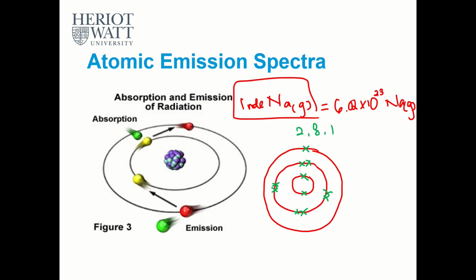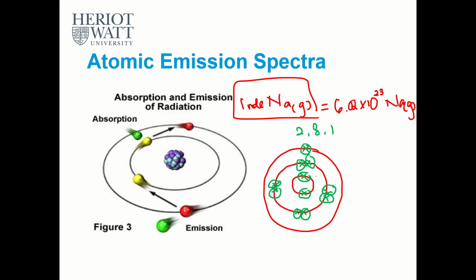Now what happens when all these gaseous atoms are exposed to electrical sparks? The electrical sparks provide a certain amount of energy, and what happens when this energy hits a sodium atom? The electrons from the sodium atoms will absorb the energy. Each electron will have its own energy level before we expose it to external energy input. Each electron here will have its own energy value.